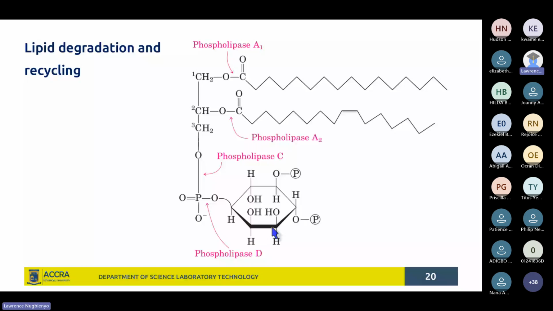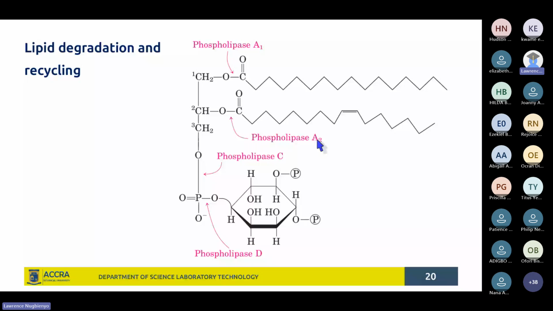To make it more practical, we did look at the different phospholipases, like phospholipase A1, responsible for deesterification of the first fatty acid from the glycerol backbone, and phospholipase A2. These are ester bonds, so you can say deesterification. The process is also hydrolytic, so you can also say it's hydrolysis.